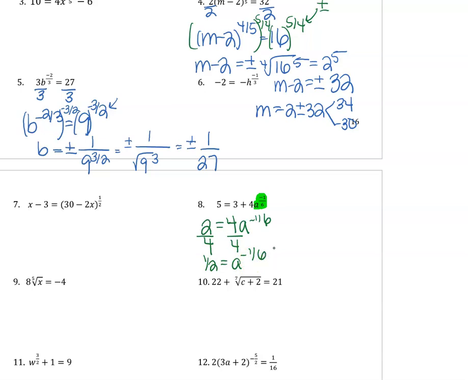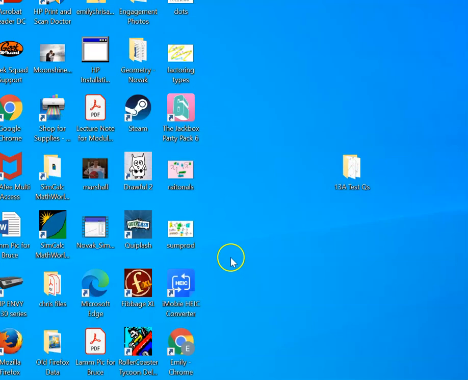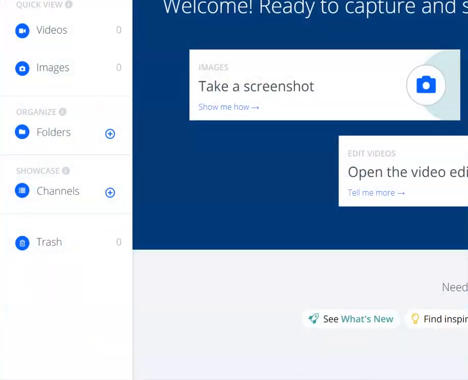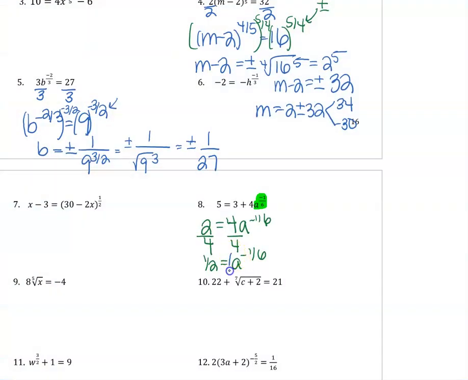So then we'll raise both sides to the reciprocal power, which would be negative 6 over 1, or negative 6, however you want to write it. Now keep in mind here that the denominator is odd, so you're not going to get a plus or minus in your solution. So I have a equals 1/2 to the negative 6. Now whenever you have a fraction raised to a negative exponent, you can flip the base.